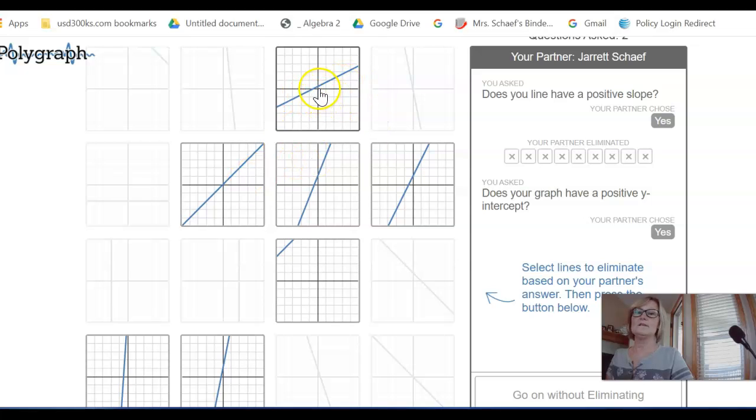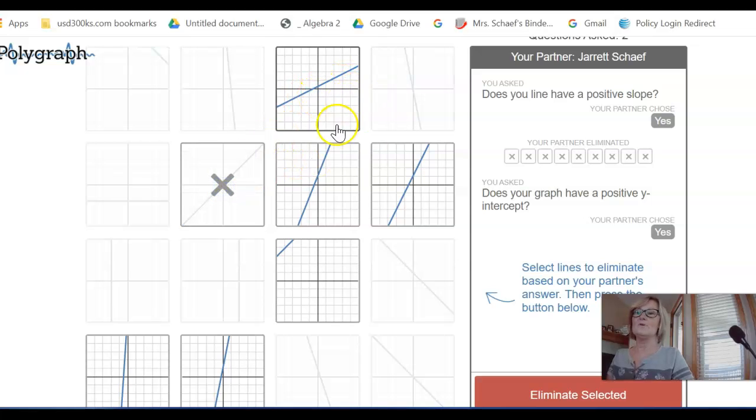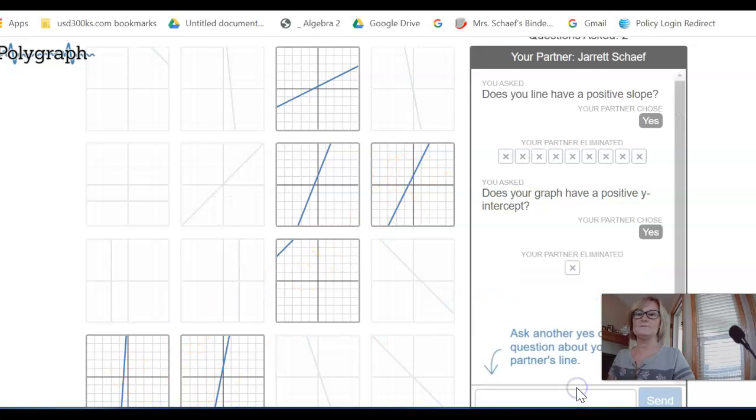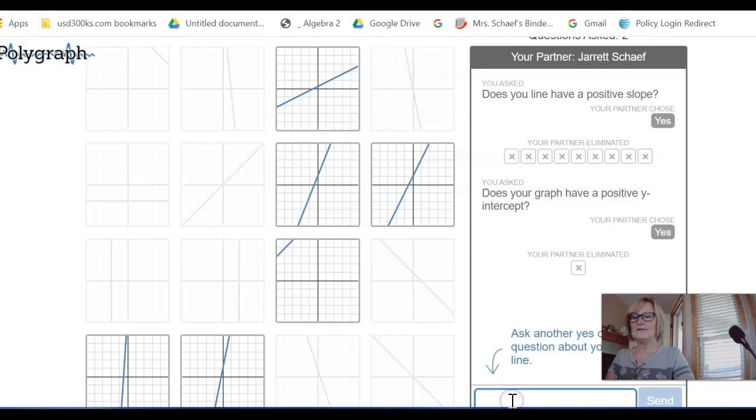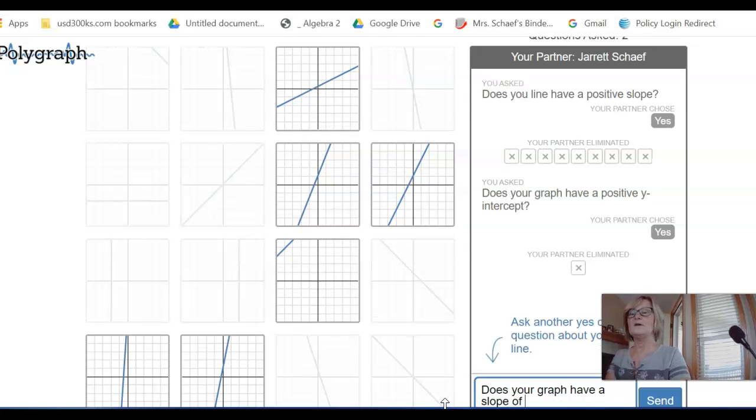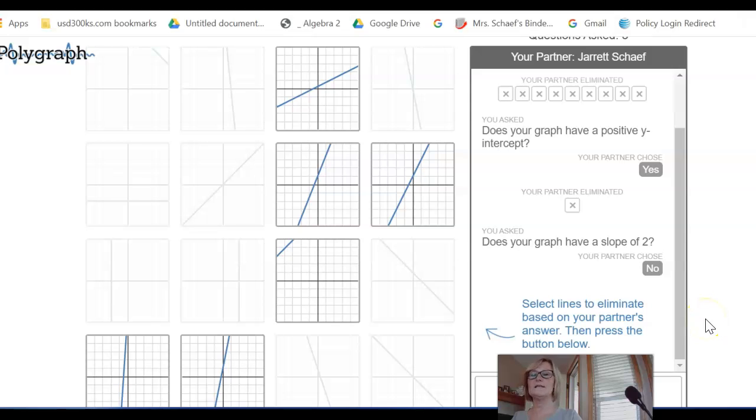Well, when I look at this, one has a 0, but everything else has positive, so that really wasn't a very good question. Okay? I could ask, does your graph have a slope of, let's get specific here. So we're going to do rise over run. I'm going to say 2. Trying to decide. No, it doesn't have a slope of 2. So I can eliminate this one. Which one was it that had a slope of 2? Rise 2, run 1. So I can eliminate that one.